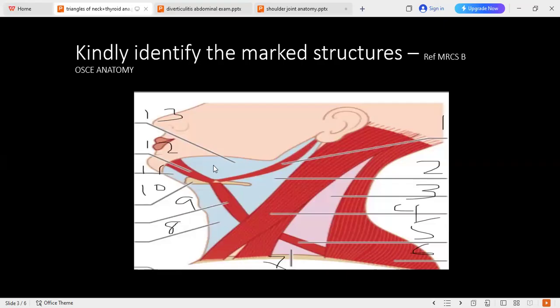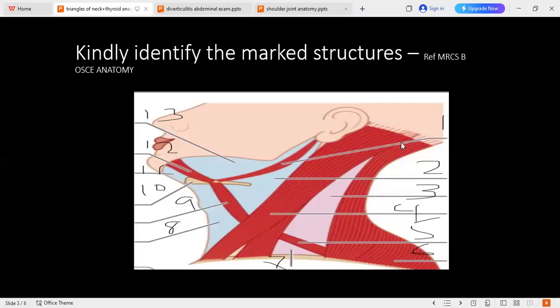Carotid triangle contains internal carotid artery, and lymph node also. Okay, we'll come back to this one later. There is something more important on the surface, which is not included in the carotid triangle, but it's over.